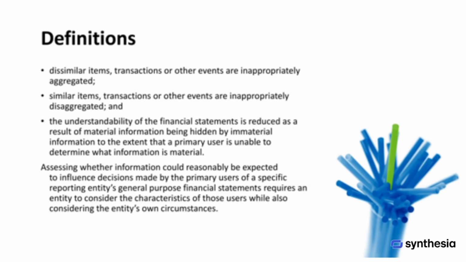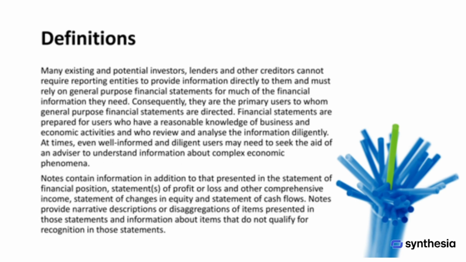When assessing whether information could reasonably be expected to influence decisions made by the primary users of a specific reporting entity's general-purpose financial statements, the entity must take into account both the characteristics of these users and the entity's own circumstances. Many existing and potential investors, lenders, and other creditors do not have the ability to request information directly from reporting entities. As a result, they rely on general-purpose financial statements for much of the financial information they need. These users are considered the primary audience for these statements.